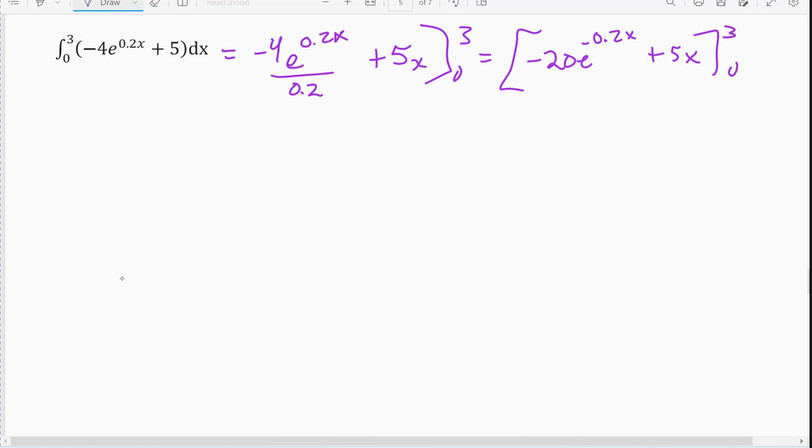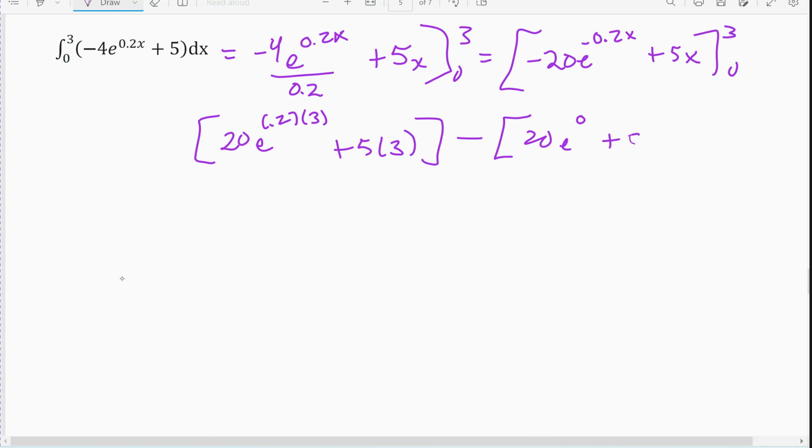And so we plug in our 0, we plug in our 3 and subtract. So we get 20e to the 0.2 times 3 plus 5 times 3 minus 20e to the 0 plus 5 times 0. And so this side is just going to be negative 20. Forgot my negative there. Sorry, this is going to be negative 20. So negative actually means it's going to come out plus 20. So this is negative 20e to the 0.6 plus 15.